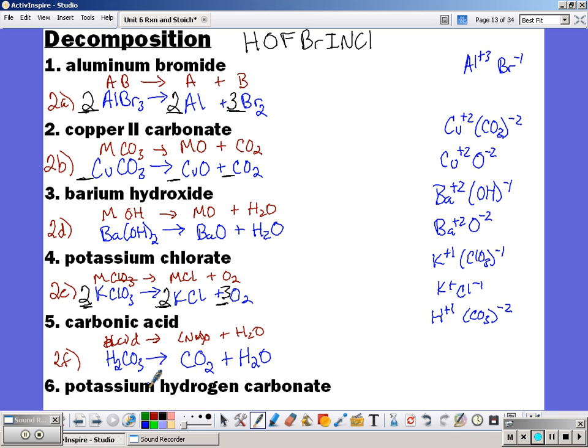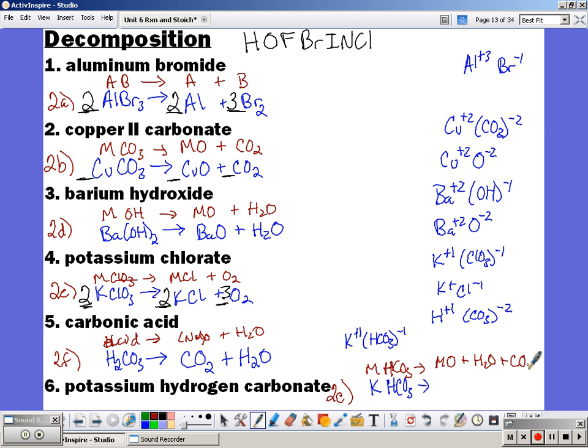Number 6, potassium is K plus 1. Hydrogen carbonate is HCO3 minus 1. It's a polyatomic. So we have KHCO3. So looking at my decomposition, I'm following the metallic hydrogen carbonate, or 2C. So MHCO3 would decompose into MO plus H2O plus CO2.